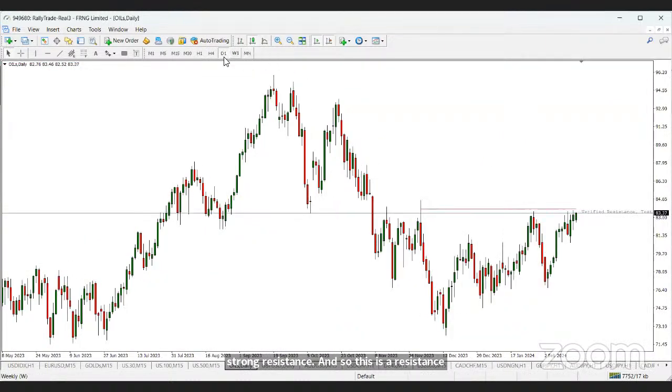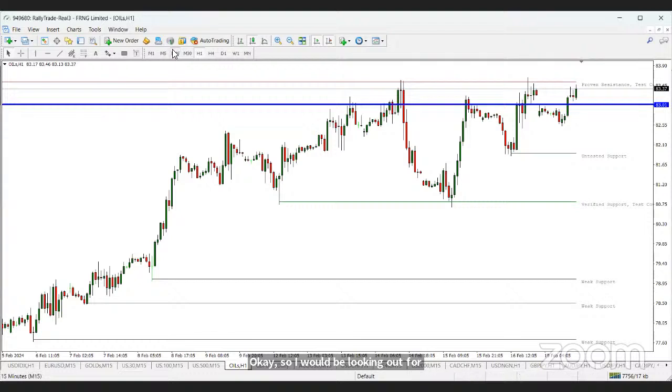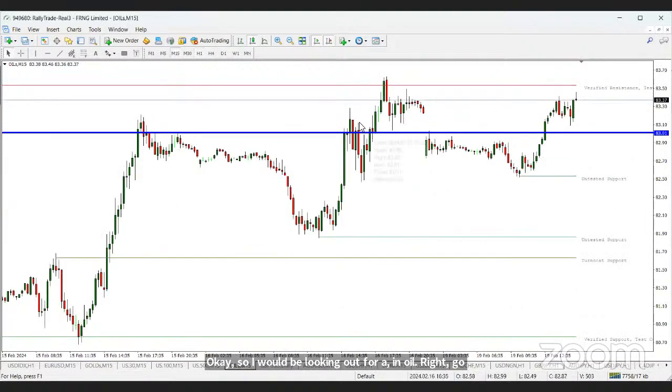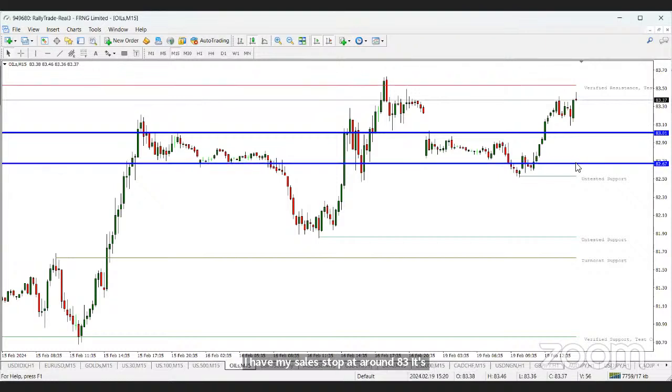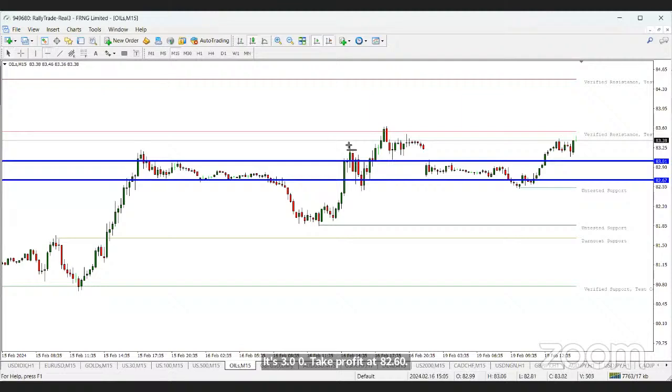We do not have any high impact data today. Even on the daily time frame, you can see how much oil is around that zone. So I would be looking out for a retracement in oil, right? I could have my sell stop at around 83.00, take profit at 82.60.